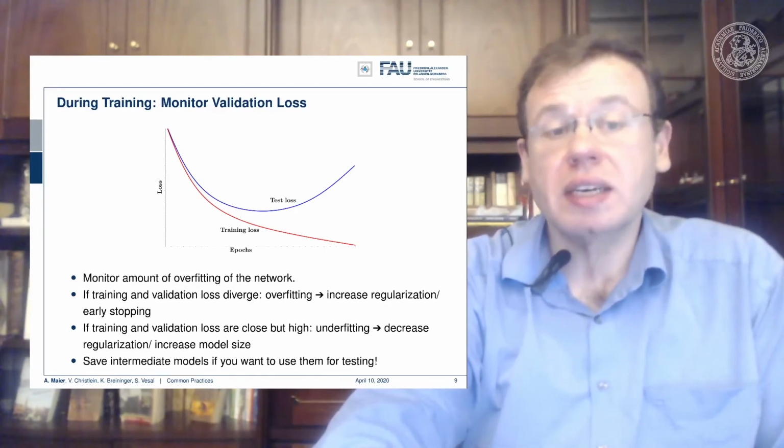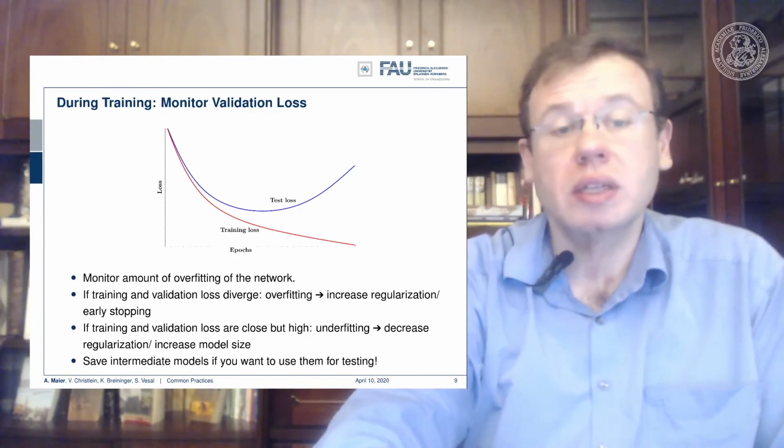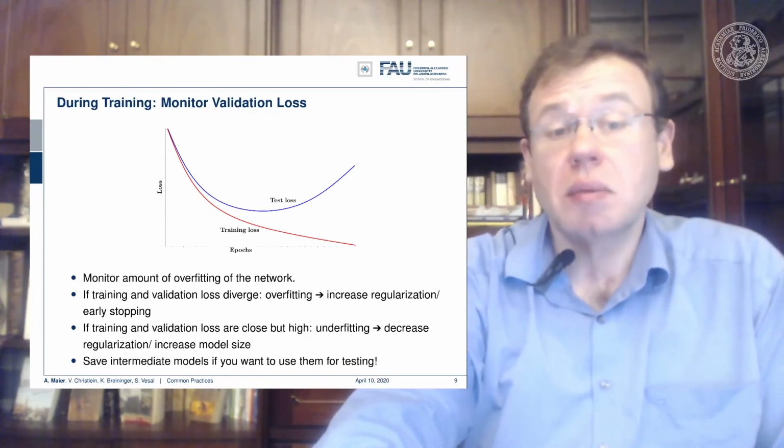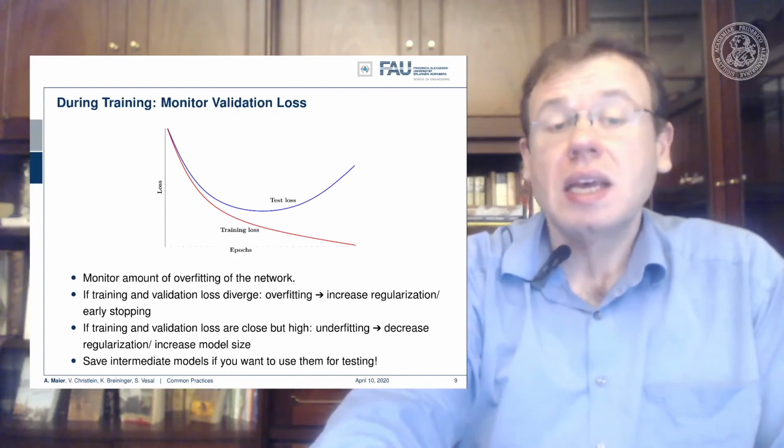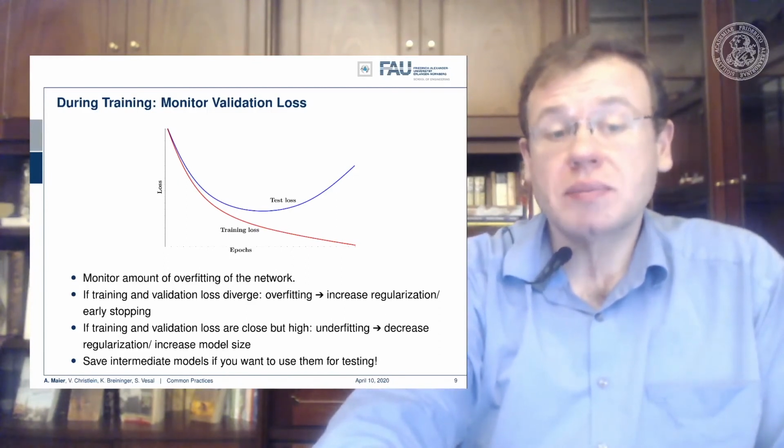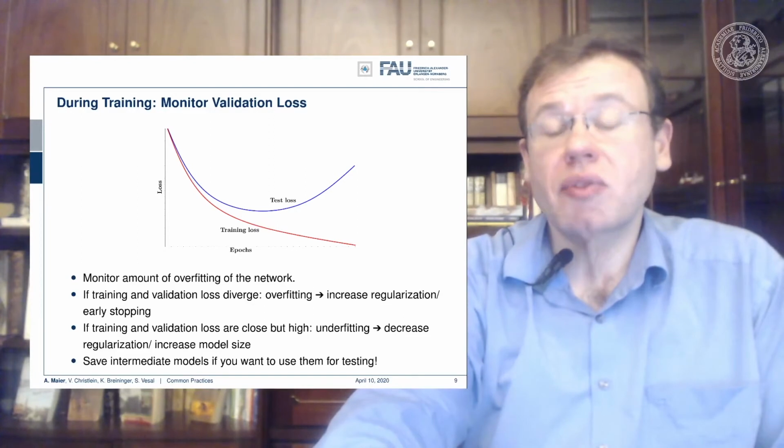If training and validation loss diverge, you have overfitting, so you may want to increase the regularization or try early stopping. If training and validation loss are close but very high, you may have underfitting, so decrease the regularization and increase the model size. You may want to save intermediate models because you can use them for testing later.